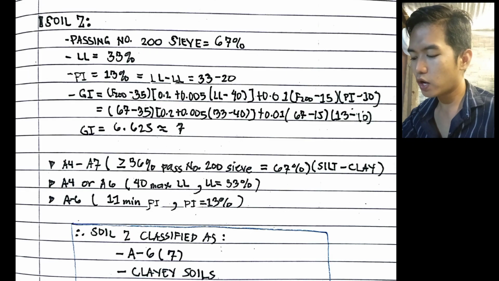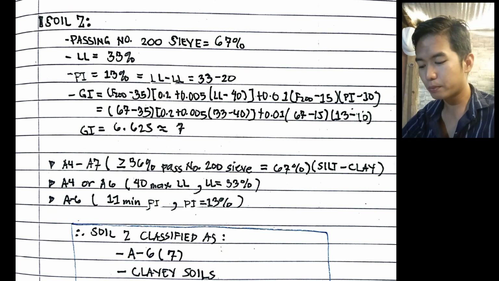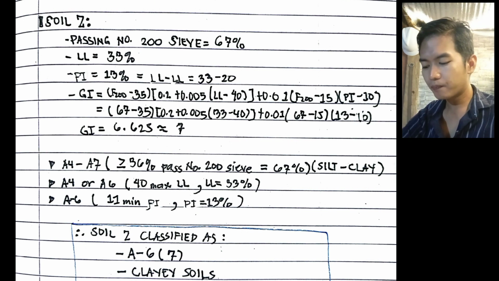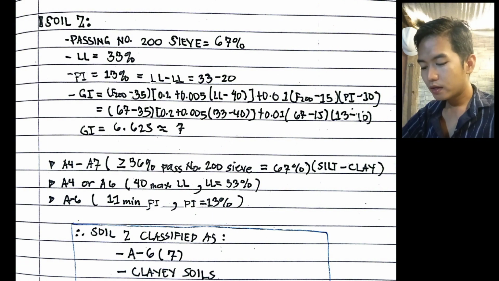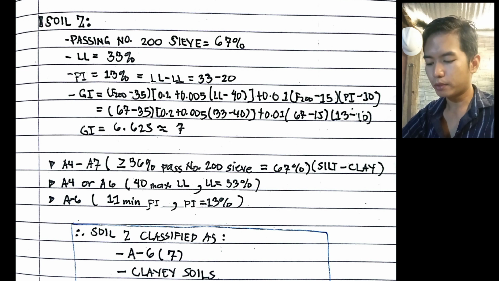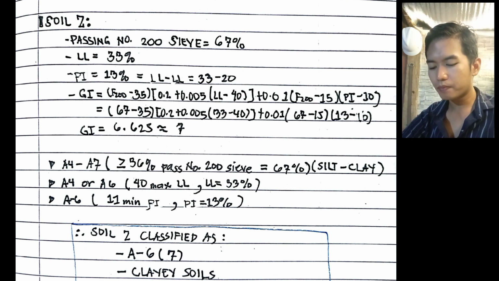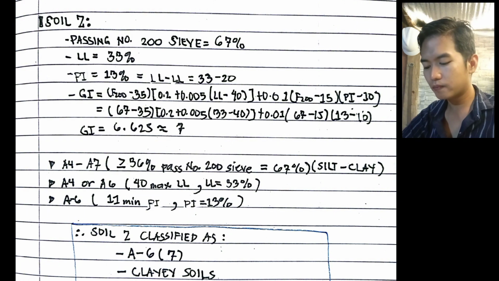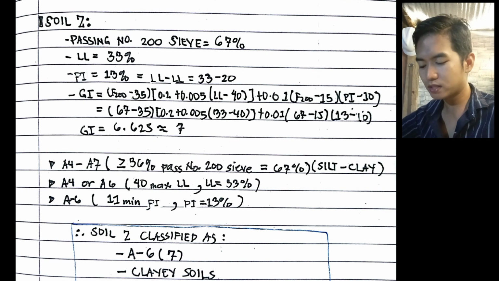Last sample of soil is soil Z. Classifying the passing number 200 sieve, that is 67%. Liquid limit is 33%. Plasticity index, calculated as liquid limit minus plastic limit, is 33 minus 20, which gives 13%. So, GI using the general formula, if you plug in all the values, is 6.625, and rounded up, that is equivalent to 7.